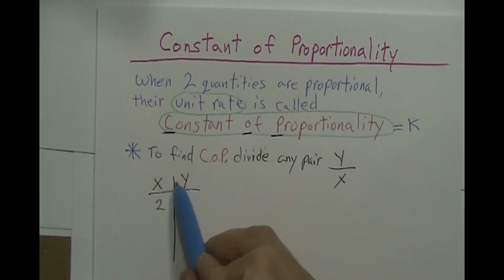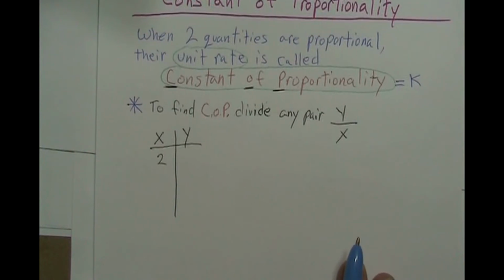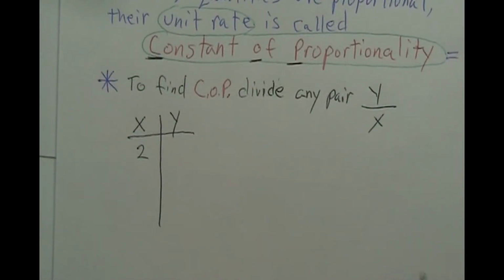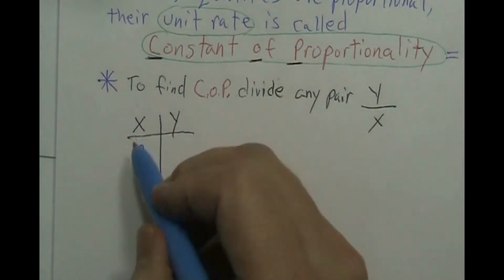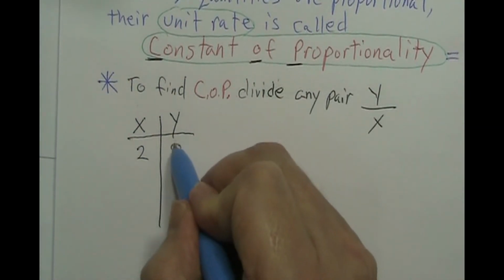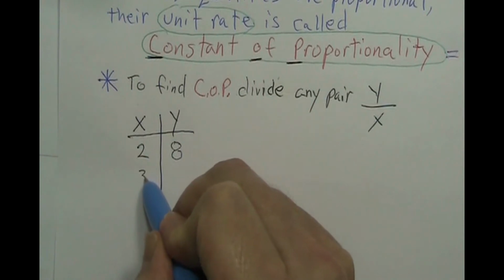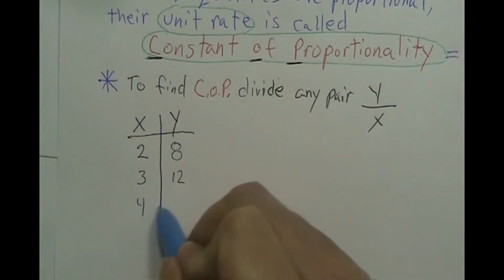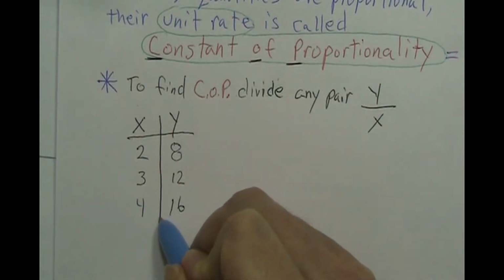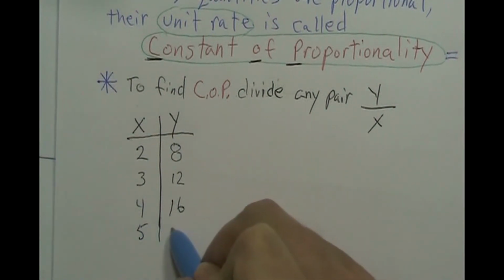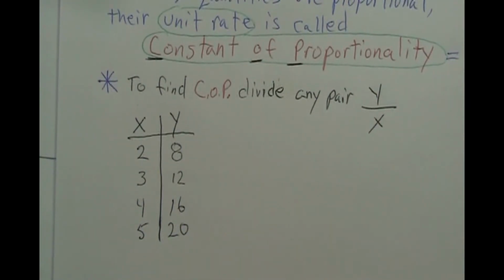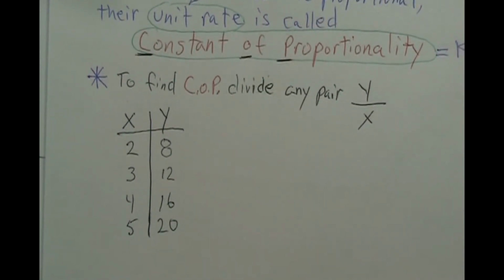I'm just going to make a little x, y table. It's not going to take up too much room. I'm going to put 2, 8, 3, 12, 4, 16. Put one more in there, 5 and 20. We'll use this to illustrate.